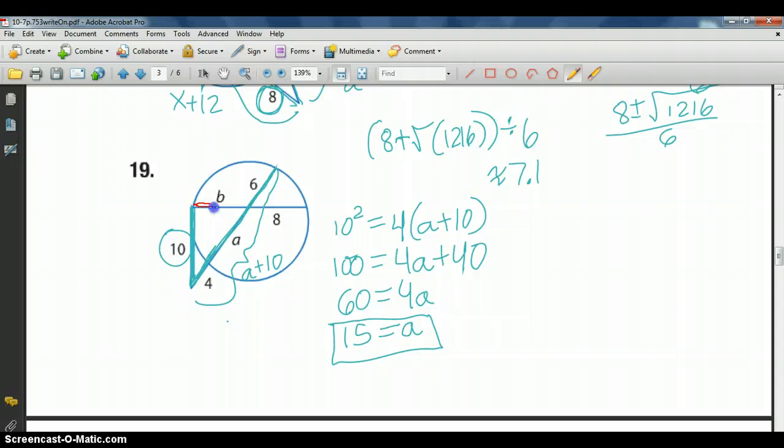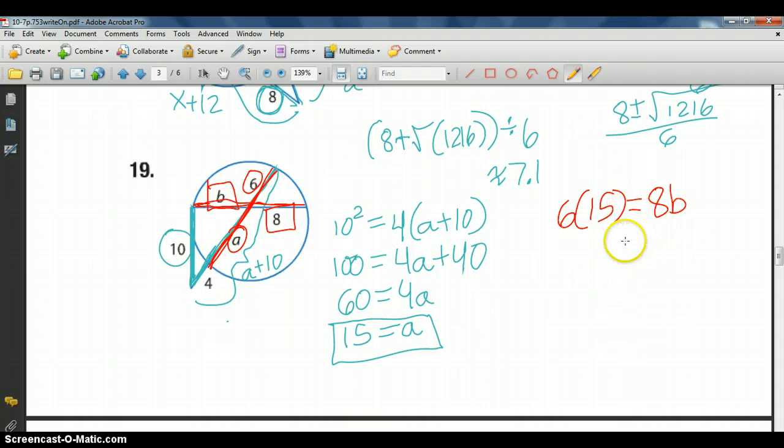Alright, so we have two chords intersecting inside the circle. So we'll take the product of these two parts, so 6 times a, or 6 times 15, and set that equal to the product of these two parts, so 8 times b. So 6 times 15 gives us 90, and if we divide by 8 and round to the nearest tenth, we get approximately 11.3.